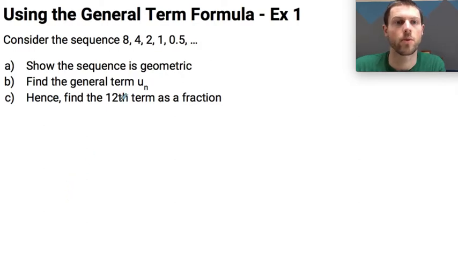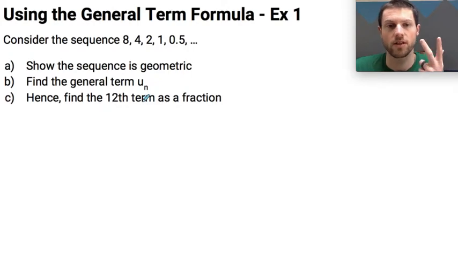In our first example, we want to use this general term formula to do a few things. We have a sequence 8, 4, 2, 1, and 0.5, and we want to show that the sequence is geometric. We want to find the general term u sub n. This is like finding the equation. And then we want to use that equation to find the 12th term and represent it as a fraction. So let's jump into this.